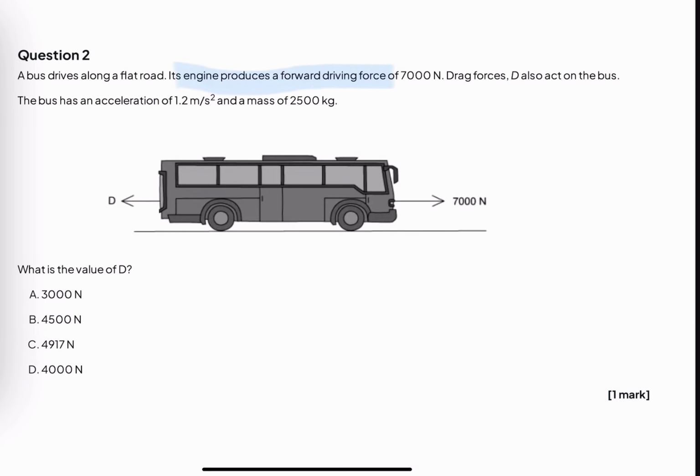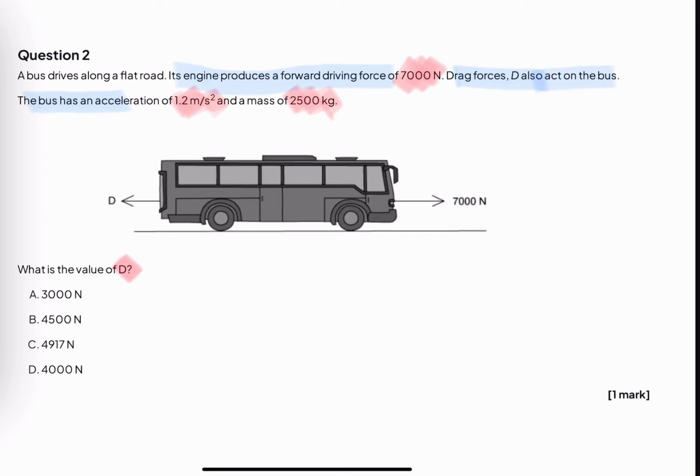In the second question, a bus drives along a flat road and its engine produces a driving force of 7,000 Newton, and a drag force also acts on the bus. The bus's acceleration is given and its mass is also given. You have to find the drag force.